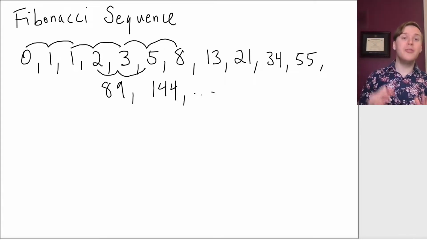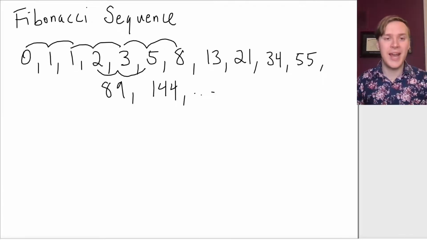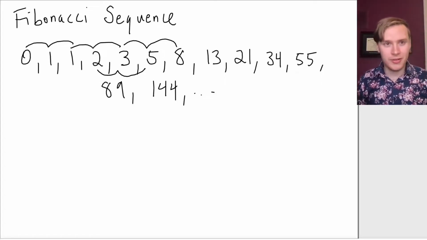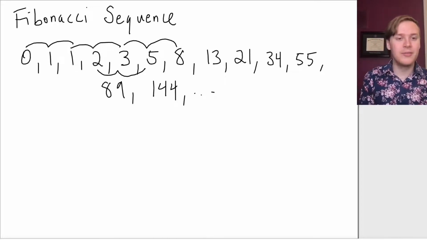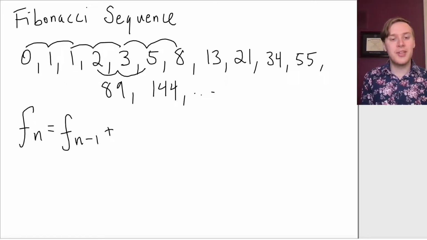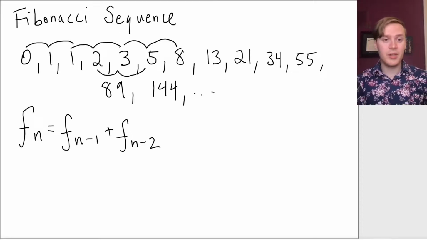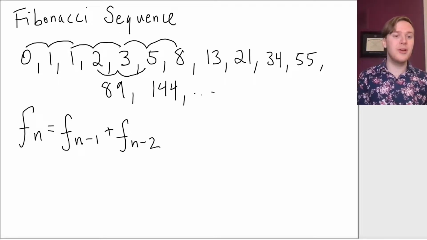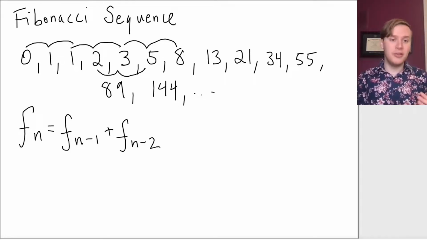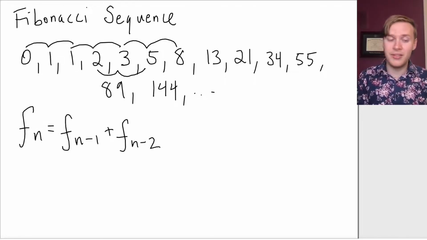Now, how do we write out this pattern in more mathematically formal terms? Well, here's how we do it. We'd say that the nth term, f sub n, is equal to the n minus first term, f sub n minus 1, plus the n minus second term, f sub n minus 2. Right? So what this is saying is no matter where we are in the sequence, we're going to add the two terms before to get the new number in the sequence. That's all this is really saying.